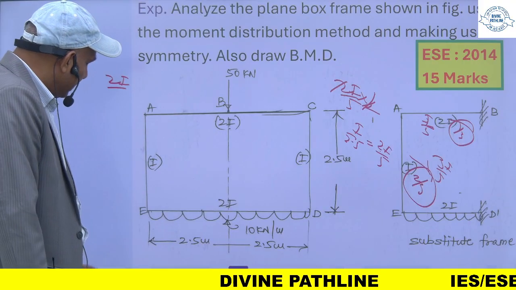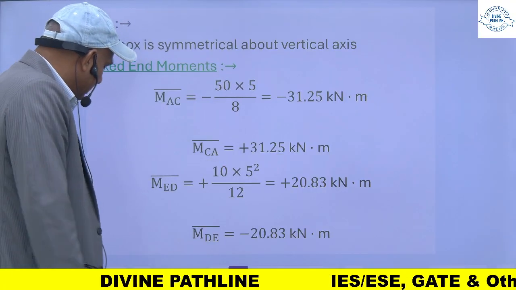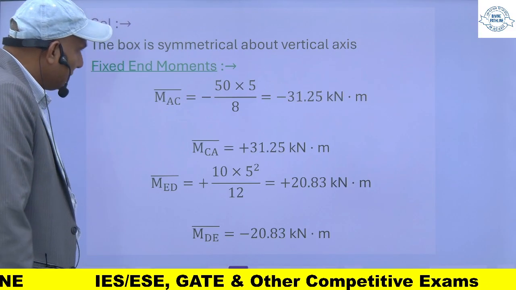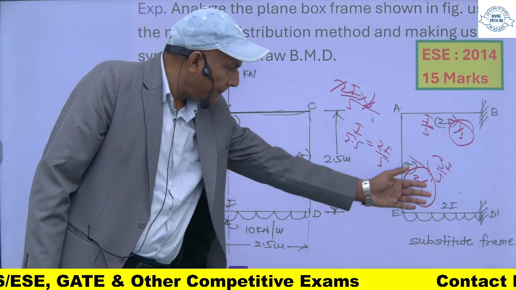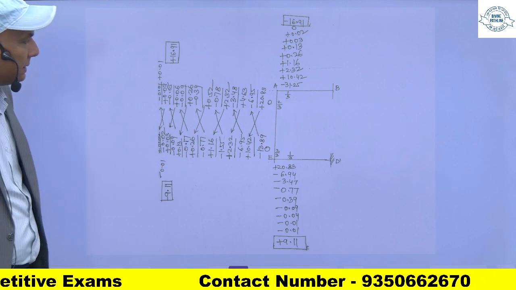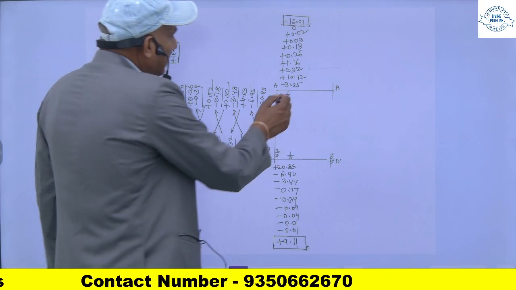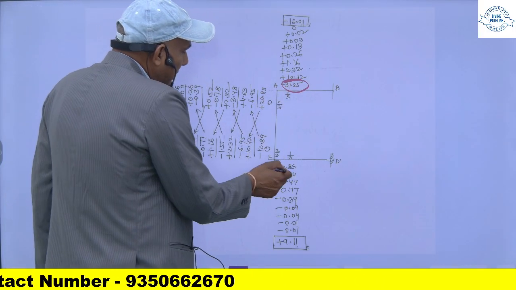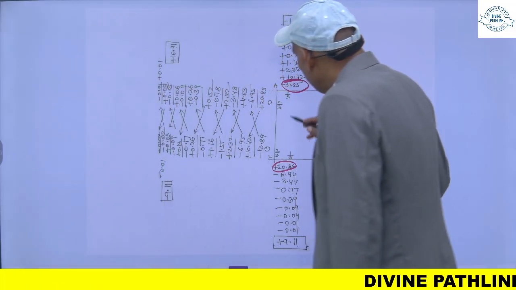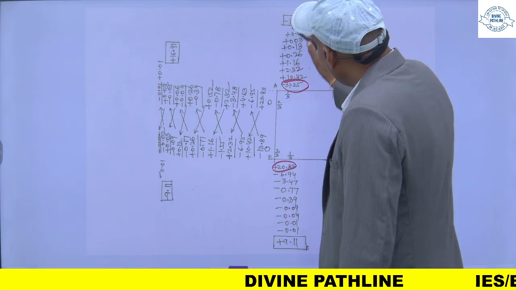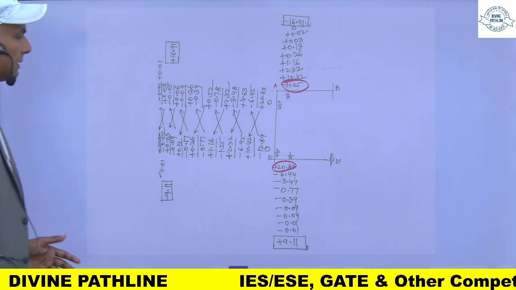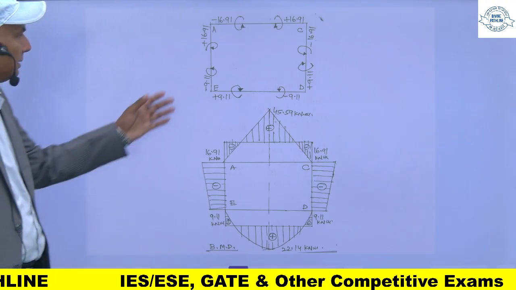Fixed end moments you can find in the same way. These are my fixed end moments and distribution factors for the substitute frame. You will make the table in the same way. Now my this moment is minus 31.25, it is 0, it is 20.83, this is 0. The same procedure we will follow, and finally you will get these moments.